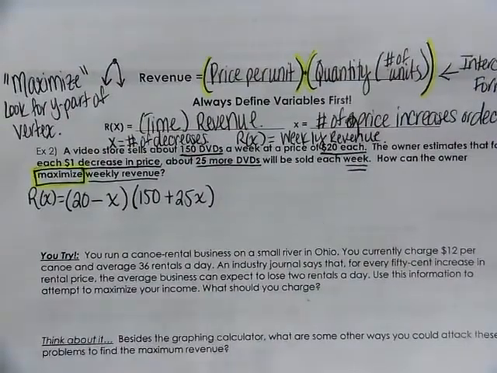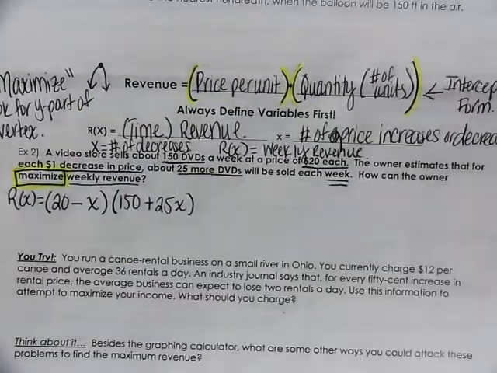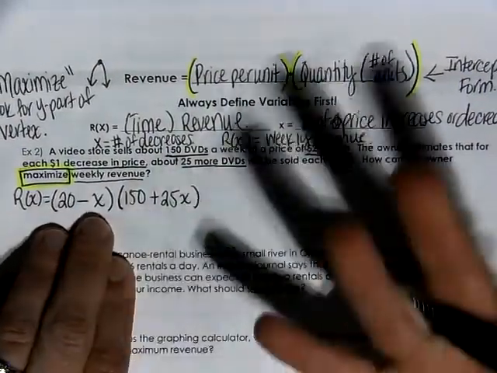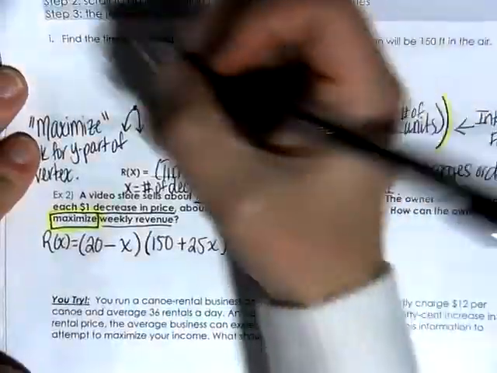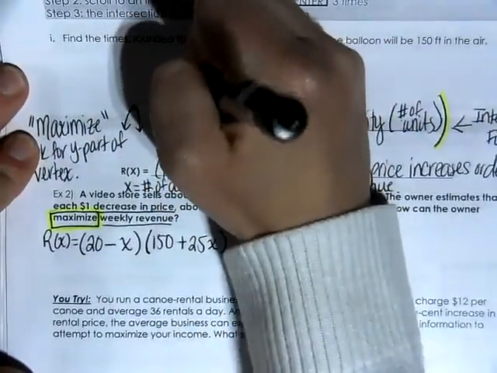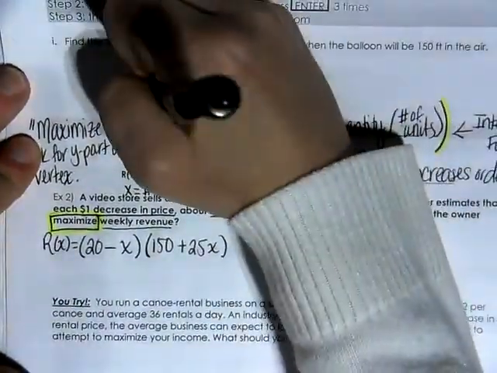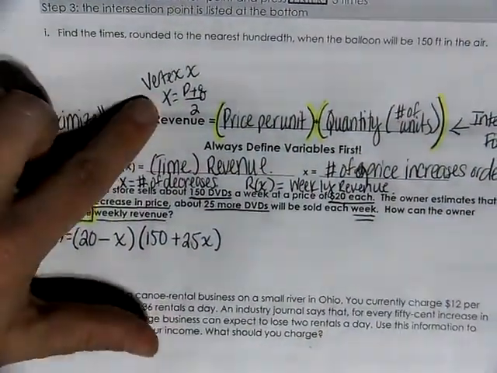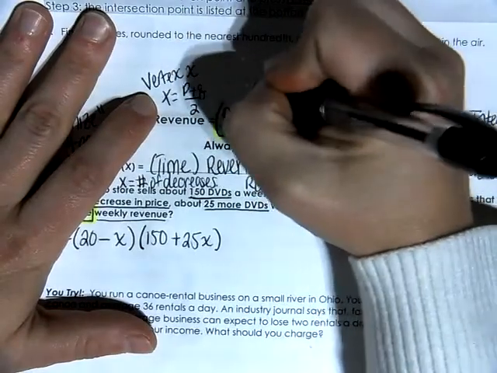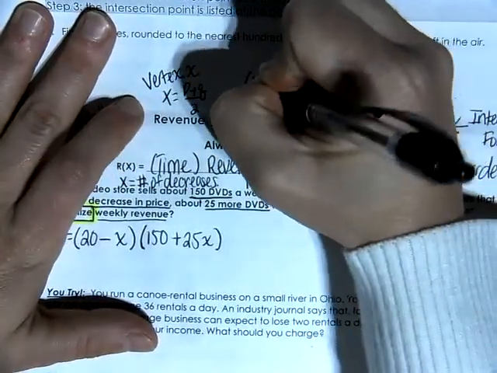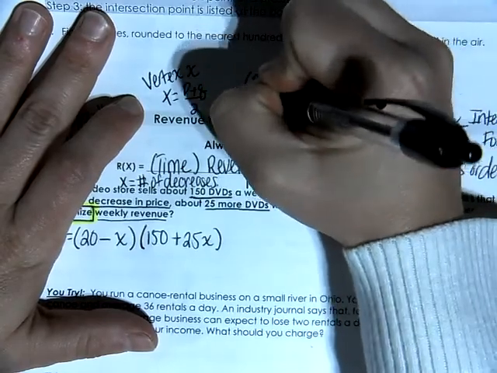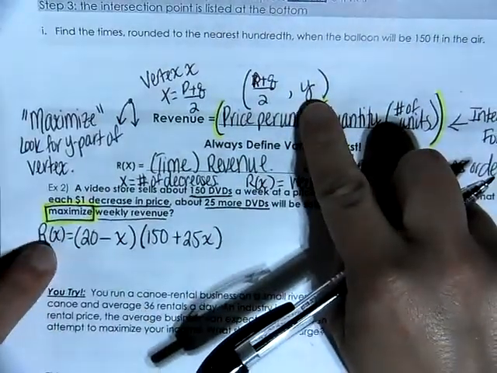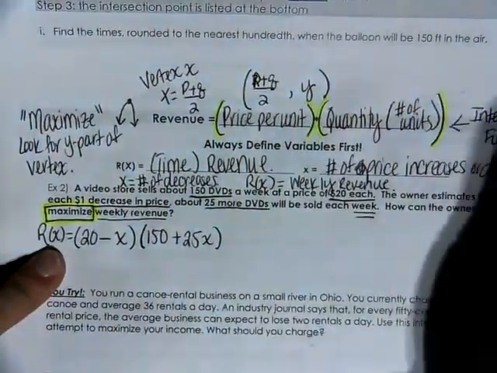Okay, so our goal is to figure out how the owner can maximize his weekly revenue. Because this is in intercept form, one of the things we can do is use the formula x equals p plus q divided by 2 to identify our vertex x. If we know our vertex x, then we can substitute that value in to help us find our vertex y. Our vertex, if you remember, is p plus q divided by 2, comma, some y value. Once we know what that y value is, that's going to represent our revenue.